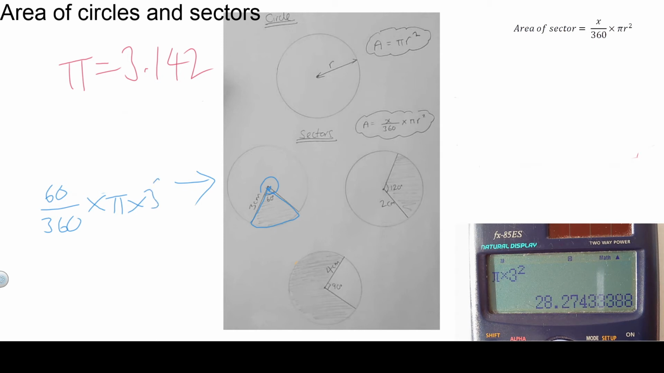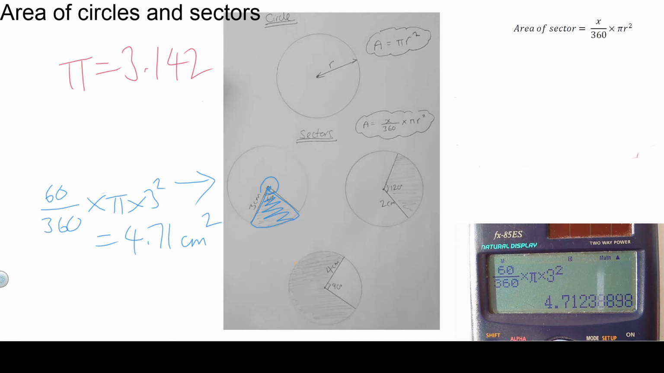where r is given as 3 in the diagram. So if you look at the bottom right hand side of the screen, I'm going to use a fraction button because I've got one. If you haven't got a fraction button, then you can use 60 divided by 360. That gives 4.71. That's the area of this bit.